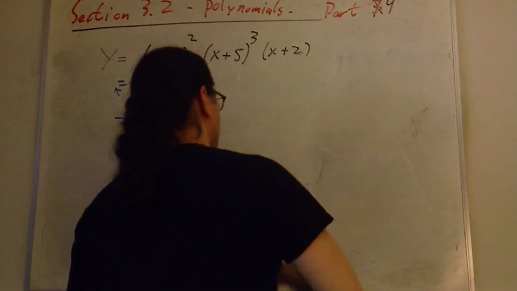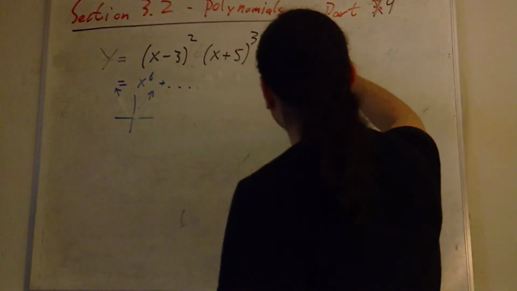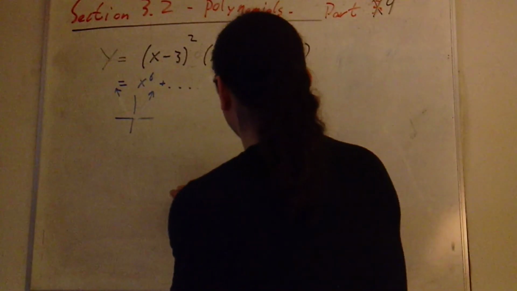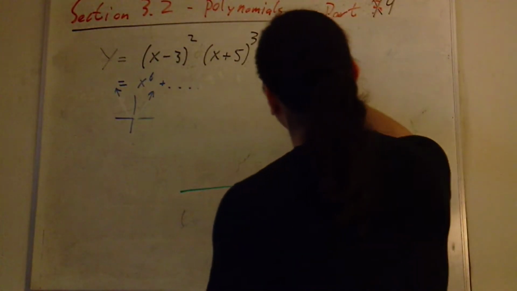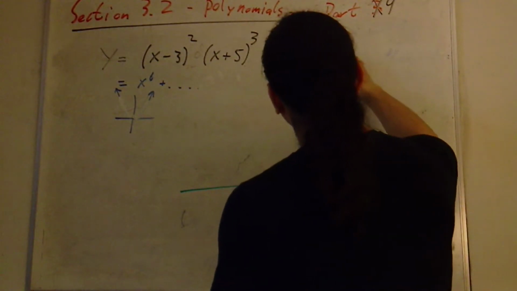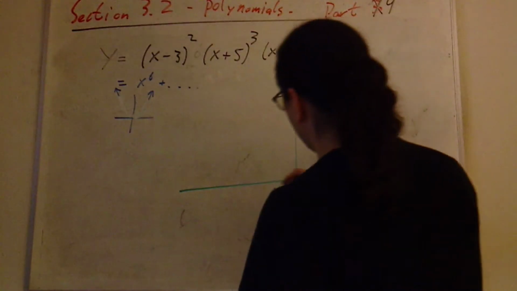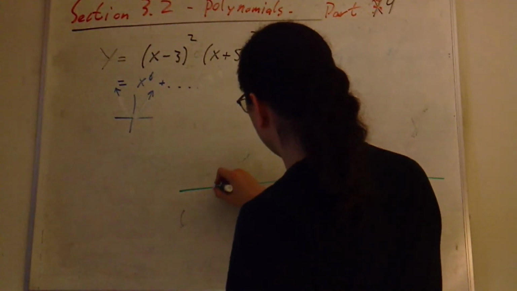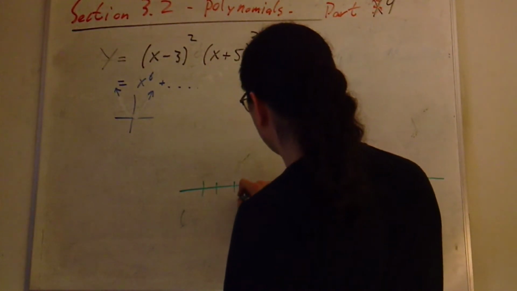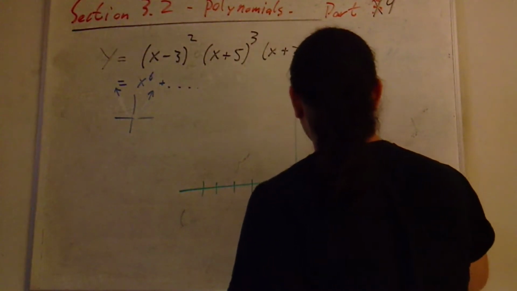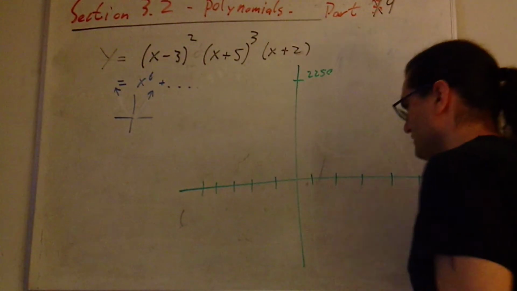After all is said and done, there's 2,250 on the y-axis. On the x-axis, I'm going to need some of those.